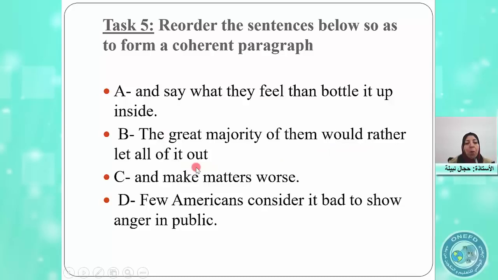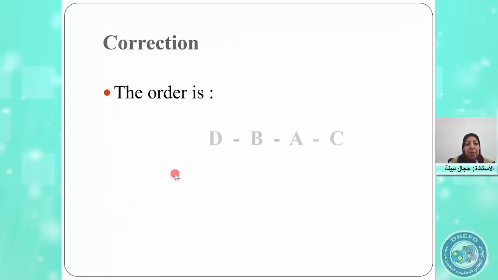The great majority of them would rather let all of it out. There is no capital letter, the sentence is continuing. So this can be A or it can be C. Again, you have to resort to meaning. Let's try with A and say what they feel, then bottle it up inside. Let's see all the sentences together. The great majority of them would rather let all of it out and say what they feel, then bottle it up inside. So rather than go together. This sounds good. So the answer is D, B, A, and C.